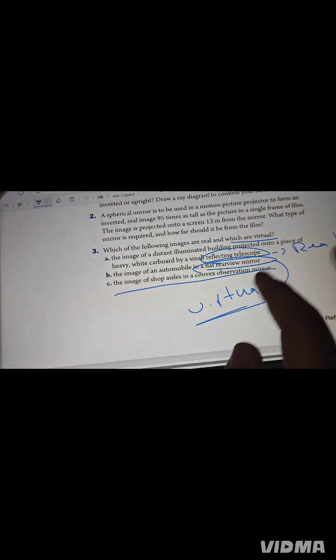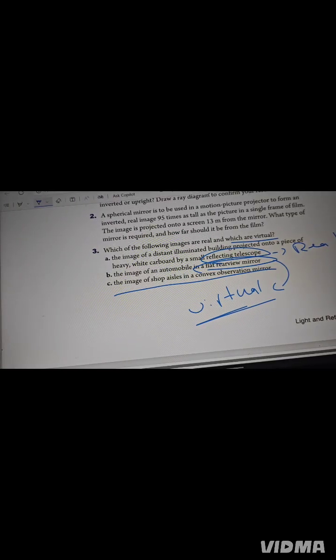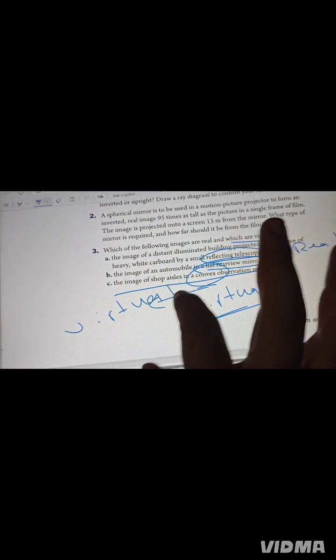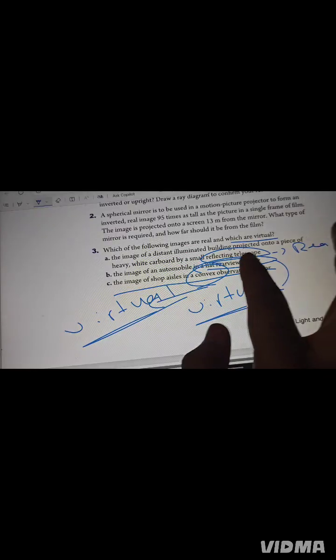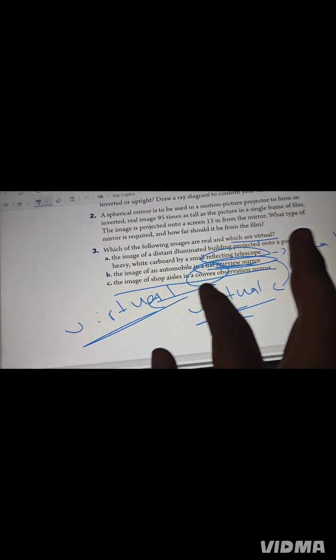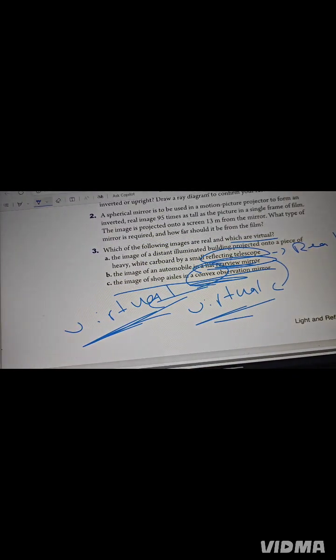Part C, the image of a shop's convex observation mirror. The question already said convex, and so it's again virtual. Part B, because we have a rear view mirror, virtual. Part C, because we have convex, again virtual.